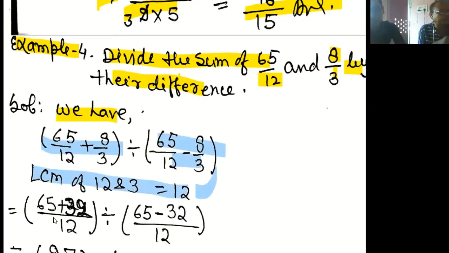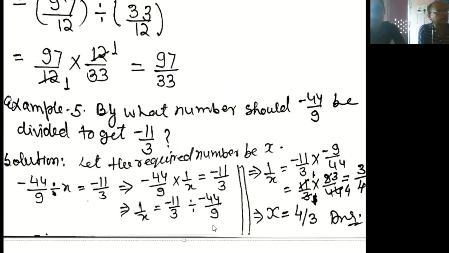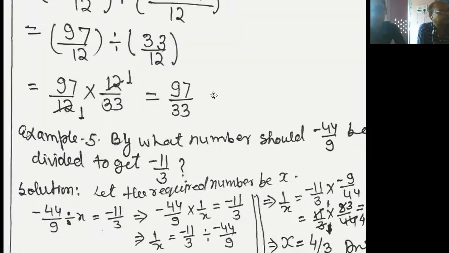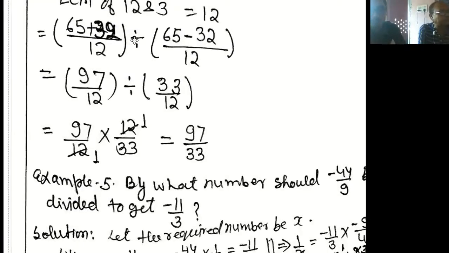So 12 is the LCM, and 65 plus 3 fours are 12... 4 eights are 32. 65 plus 32 upon 12 divided by, in the second bracket, 65 minus 32 upon 12, equal to 97 upon 12 divided by 33 upon 12. Now we change the division into multiplication by taking the reciprocal. 97 upon 12 multiply 12 upon 33. 12 is cancelled one time, equal to 97 upon 33.